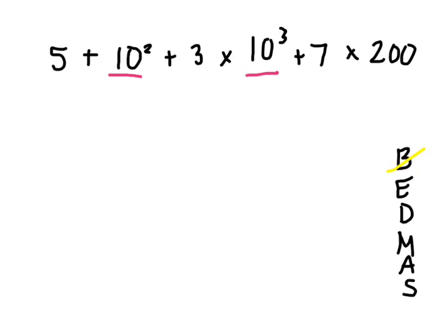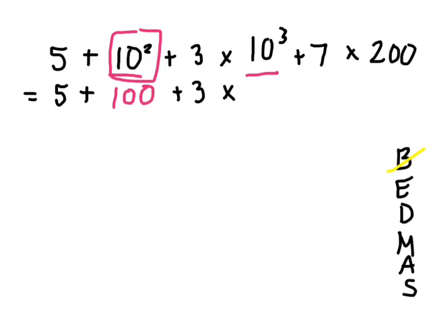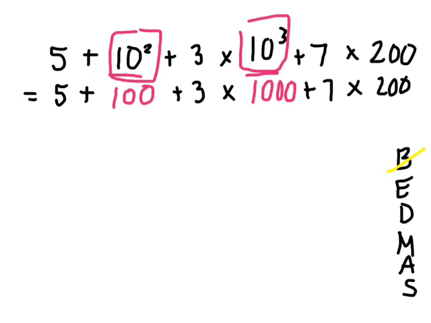Good. Okay, so I'm going to rewrite the parts of this expression that I haven't done anything with. 5 plus, and I'm going to simplify that. What's 10 to the power of 2, which means 10 times 10 equals 100. Good. So plus 100. Okay, so I've figured that part out. Plus 3 times 10 to the power of 3, which equals how many zeros? 3. So it's 1,000. Good. Plus 7 times 200. Okay, have we gotten all of our exponents done? Yes. Good. Okay, so we've done the exponents.